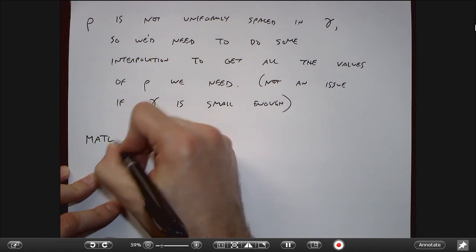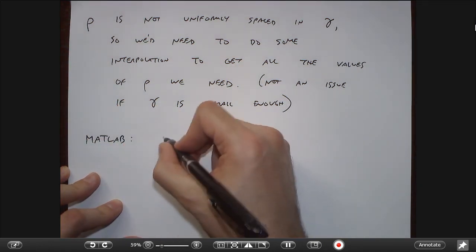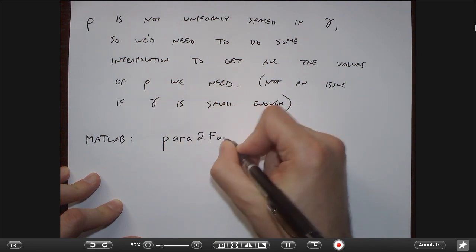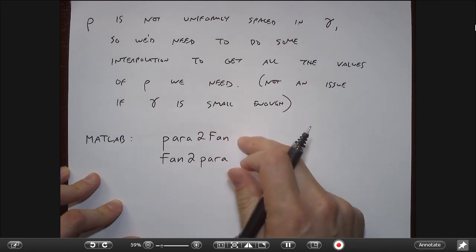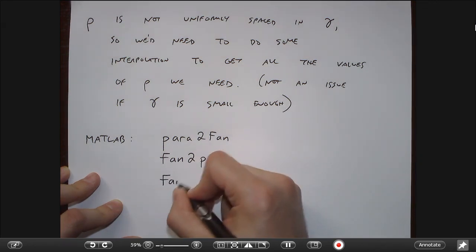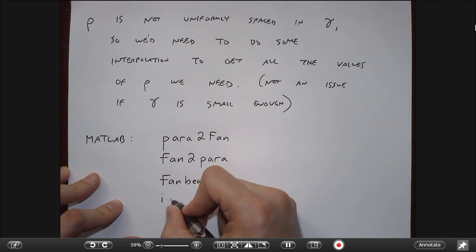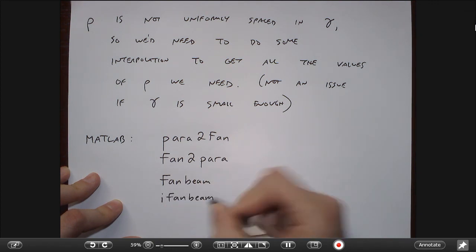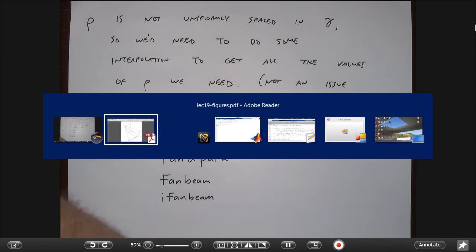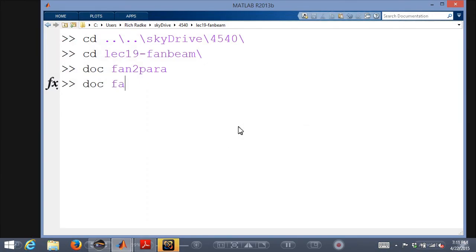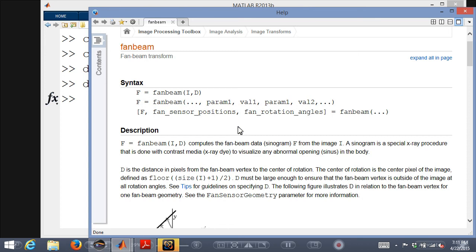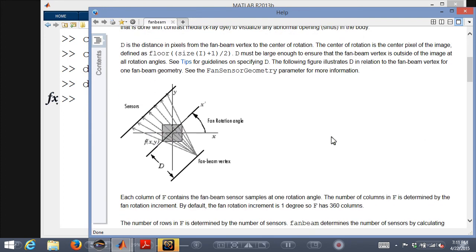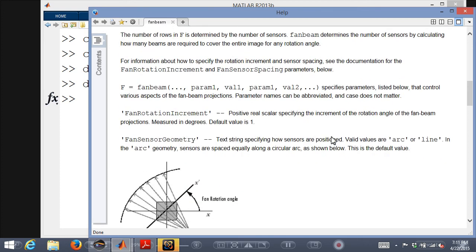So I'm not going to show you too much in Matlab, other than to say that Matlab does provide commands to go back and forth with this exact kind of resampling and interpolation. There are commands called para2fan and fan2para, and then there are direct commands for fanbeam and ifanbeam. These are the commands that are really relevant to us here. If I do doc fanbeam, this is the equivalent of the original radon transform. This is particularly for the fan beam, and I have to specify the radius d and the maximum thing.